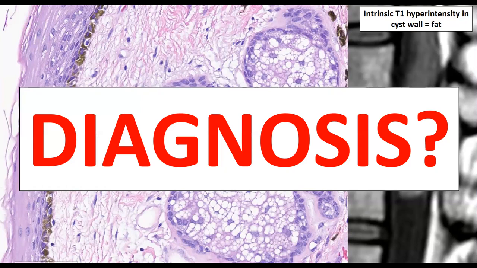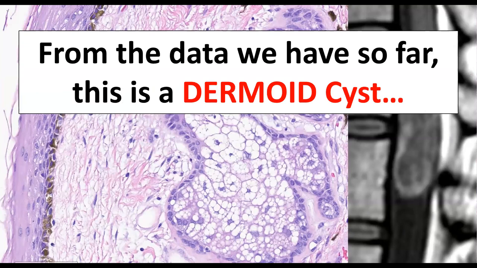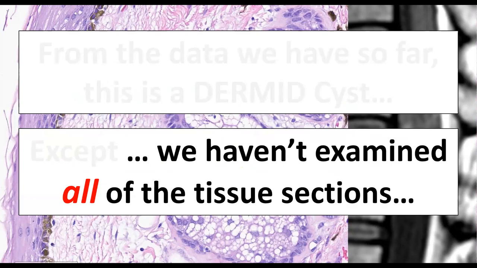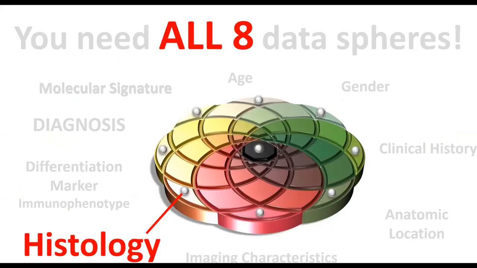So what's your diagnosis? Someone unmute and give me a diagnosis. Dermoid, yes. From the data we have so far, this is a dermoid cyst, yeah. Except, no, come on, not again. Seriously, except what? It's perfect. Except we haven't examined all of the tissue section in detail. We need all eight data spheres. And here's the point of this. We need all eight data spheres in detail. It means you look at all the sequences, if it's imaging, all the planes, all the sequences. If you have 20 H&E slides, you look at all 20, okay?